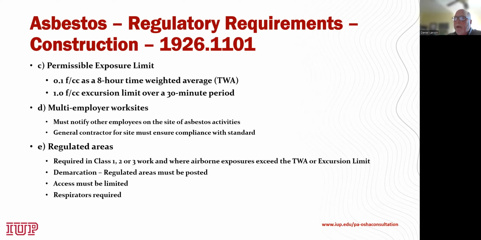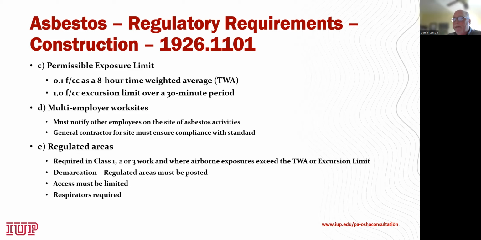Again, under this standard, OSHA has a permissible exposure limit. It's 0.1 fibers per cc as an 8-hour time weighted average, and also has an excursion limit, which is 1 fiber per cc over a 30-minute period. If you have a multi-employer work site, maybe a big construction site, you have to notify other employees on the site of asbestos-related activities, and the general contractor for the site must ensure compliance with the OSHA standard.